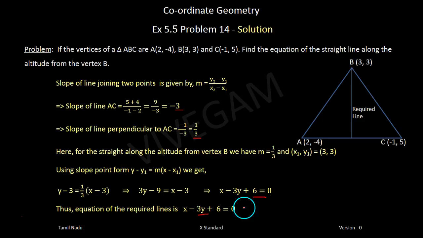Got it? So let me repeat. All you need to do is find the slope of the line AC, from which you can find the slope of the altitude, which is the negative reciprocal of the slope of AC. Then once you have the slope, you already have one point. Use the slope point form and get the equation of the straight line. Okay, so I hope I made this problem clear for you.